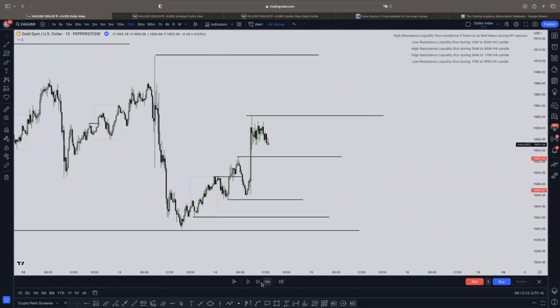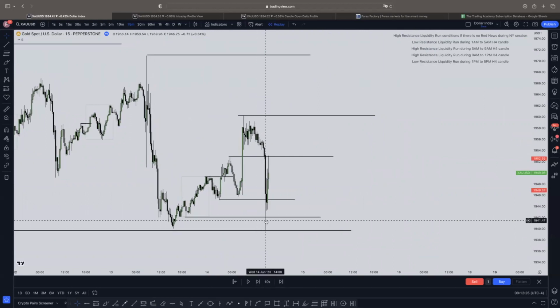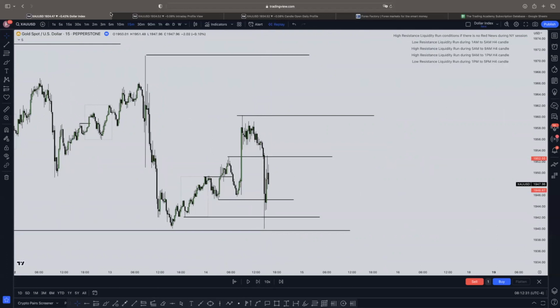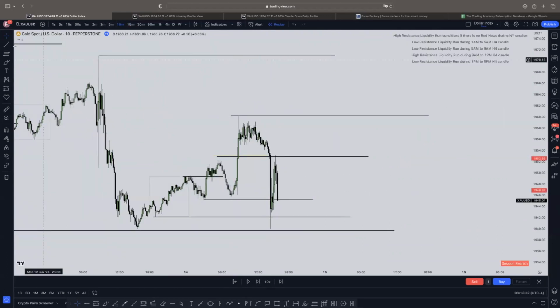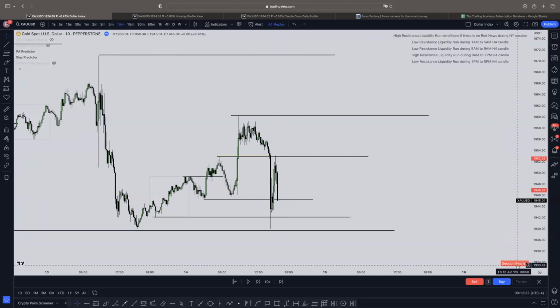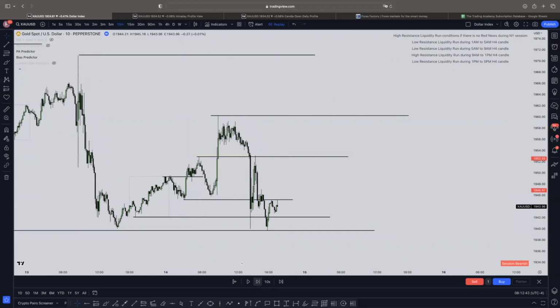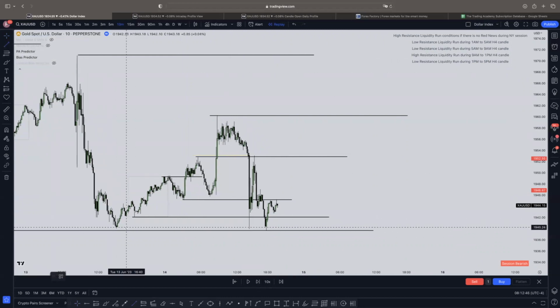Okay. There we go. Here, leading to a buy. Okay, buy. Overall bias is to the downside. How do I know that? Look. Go here. Put your bias predictor. What does the bias predictor say? Bearish. Uh-oh. Now we're going down. There we go. Okay. We ended up taking out this, I think.